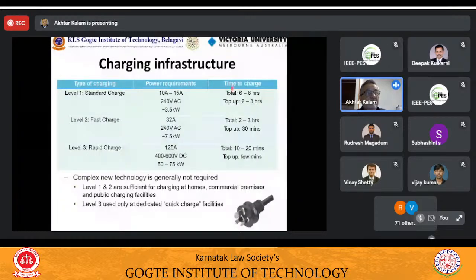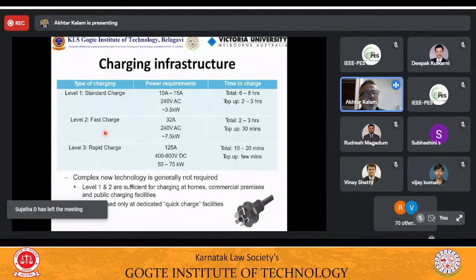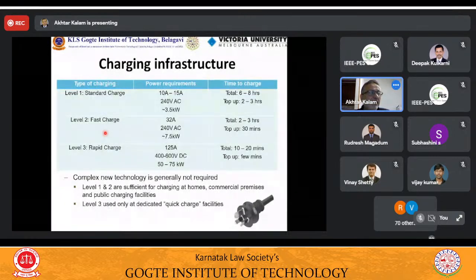Whereas with the fast charge, normally you will never do a total charge. You only do top up. The first time you do a total charge, and all the time after that you are doing a top up. So both the standard and the fast one are sufficient to use at home or commercial premises and any public charging facilities like what you have got in GIT. The rapid charge will be something that is only at dedicated places.